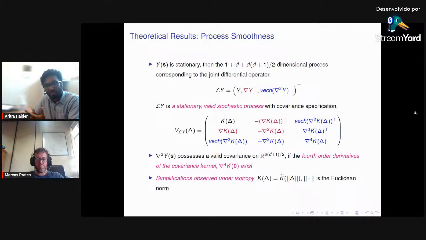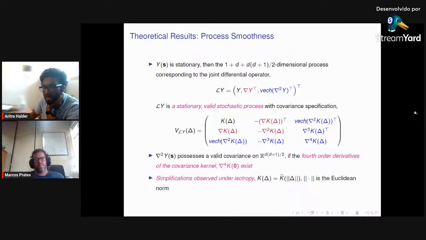So the gradient of a constant function is 0, right? So of course you're working with mean 0 processes. The mean is clearly specified. All you need is that the covariance matrix associated with this directional difference, this directional gradient operator, or just the geometric operator, needs to be valid, right?